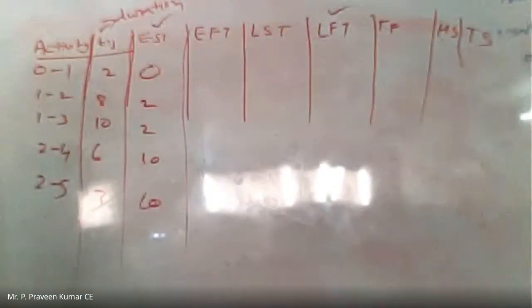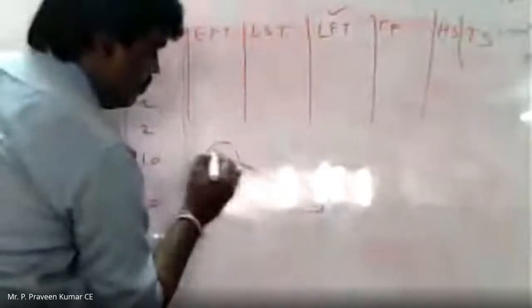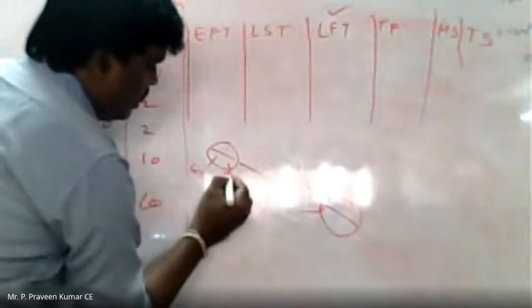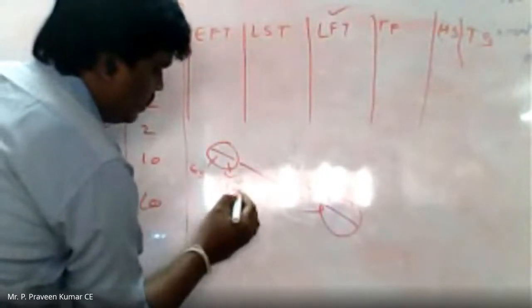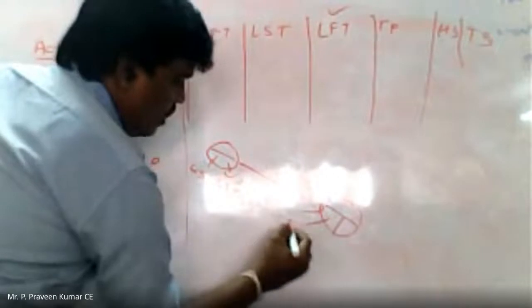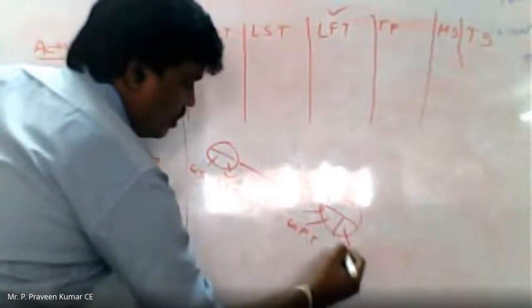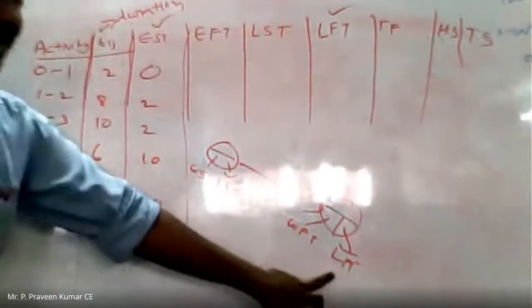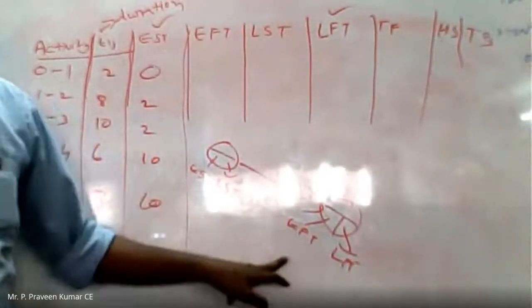Now coming to the LFT. If you see 0 to 1, these are the LFTs. See here: this is the EST, this is the LST, this is the EFT, this is the LFT. If you observe this, then automatically you can get the values which we are going to take.